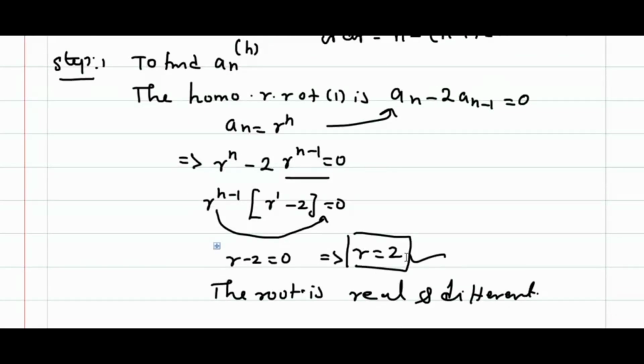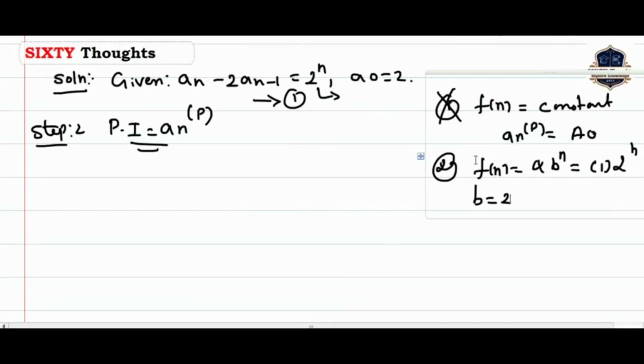R value is 2. Okay, so we need to verify whether the b value, 2, is a root of this equation, so that we consider n power m. How many times do we get 2? Only one time, right? So I'm going to verify that b is a root of your equation.